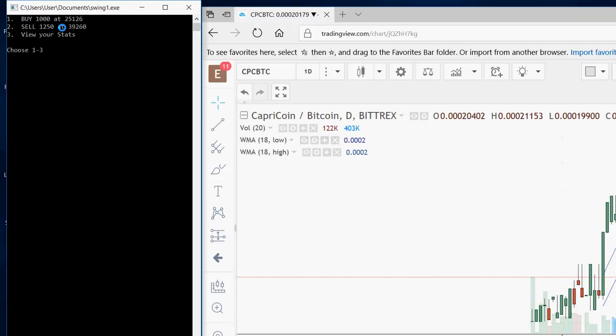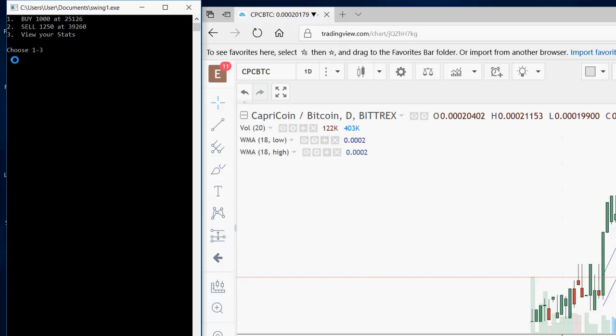So here we have it. Now the game's about to begin for this program, and I can do three things. I can press number 1 and buy, and I have to buy 1,000 at 25,126 if it goes down, and sell 1250 at 39,260. It automatically is set up so you can never ever run out of shares, ever. I love that mathematics.